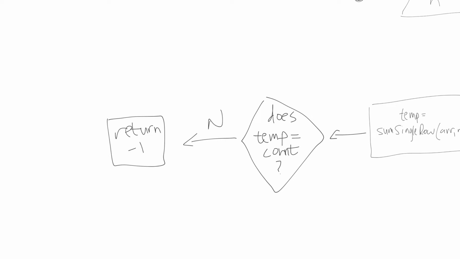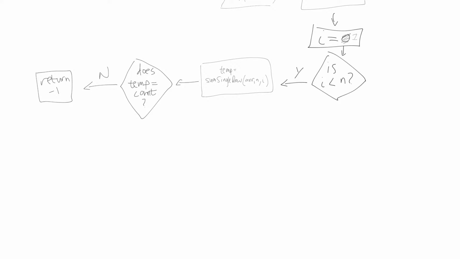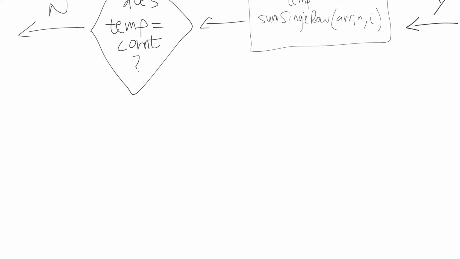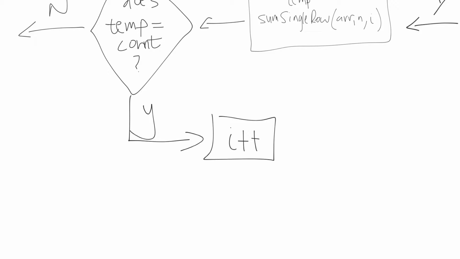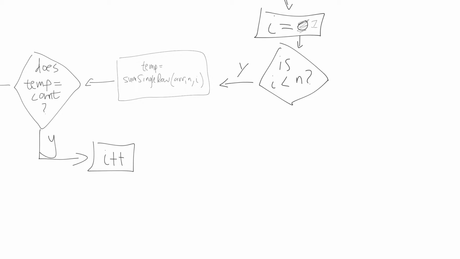Okay, and I'll get back to that later. If it's a yes, right, that means that the count of this row is the same as the count of the first row. If it's a yes, then all we need to do is increase I. We need to move to the next row and check again. So all we're doing is we're running through every single row and making sure that every row is the same.